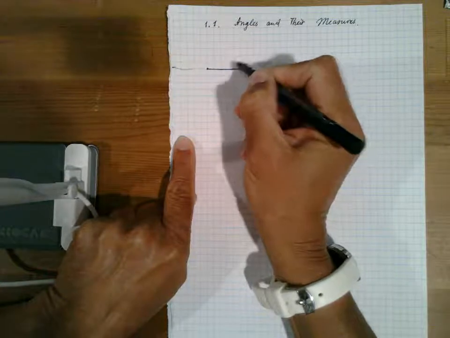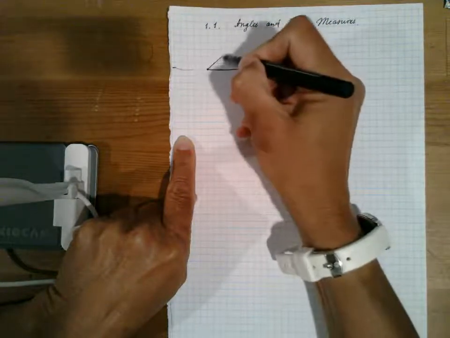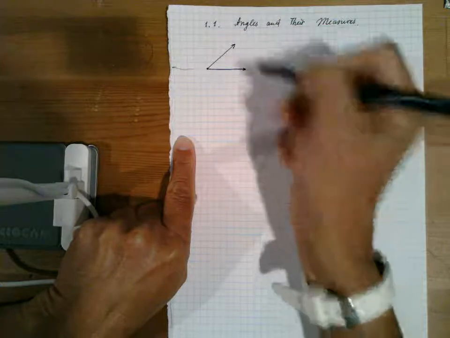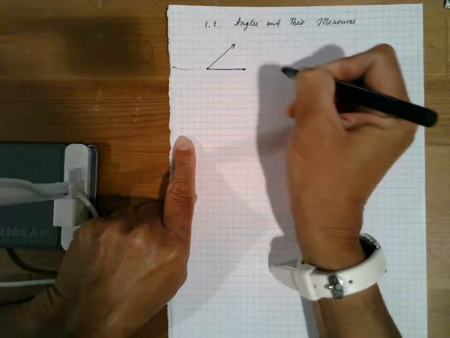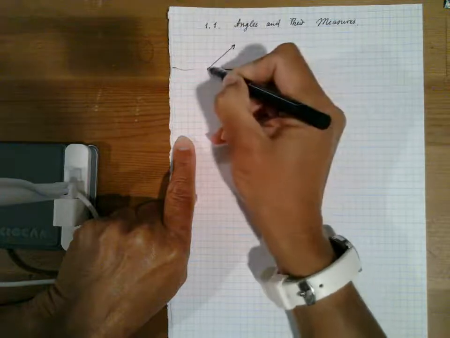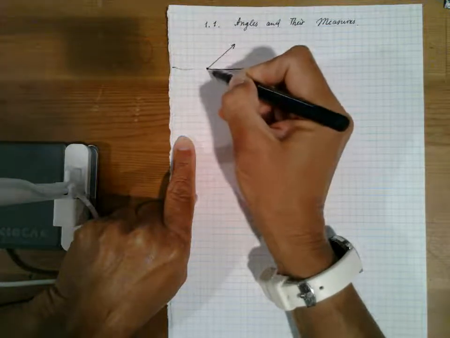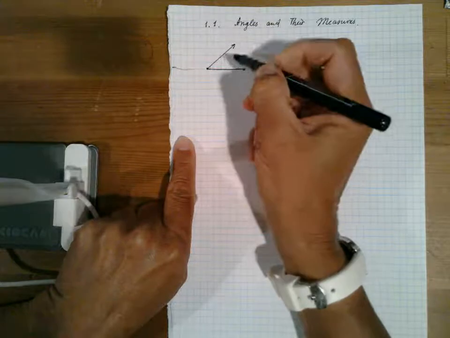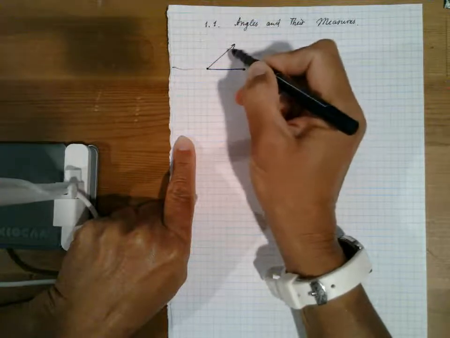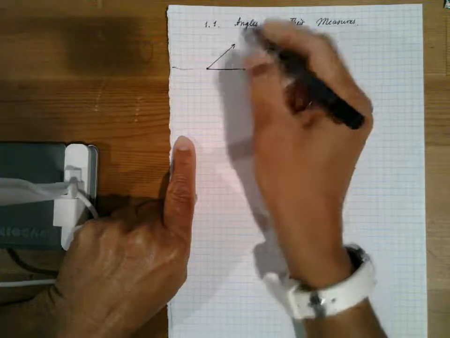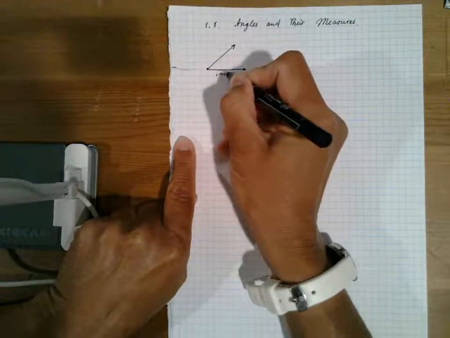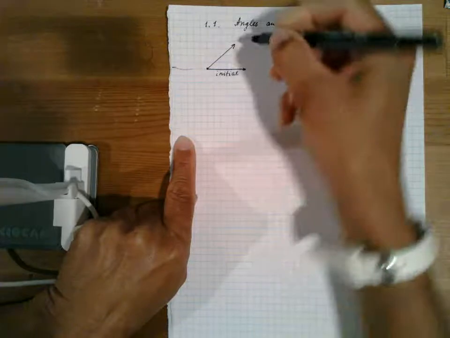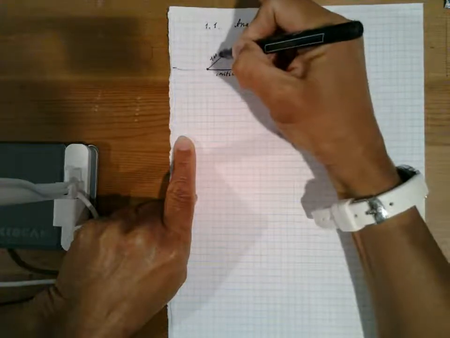Angles are made out of two rays, so I'm going to draw the second one. Arrows over here show that this line actually goes to infinity, but the point over here shows that it starts here. So usually angles have two sides, 1 and 2. The bottom side is called the initial side, and the top one is called the terminal side.